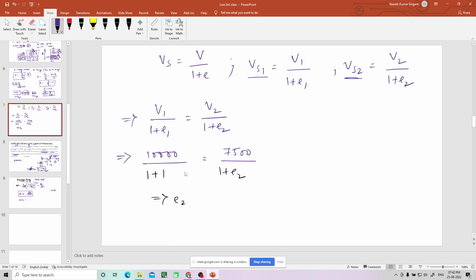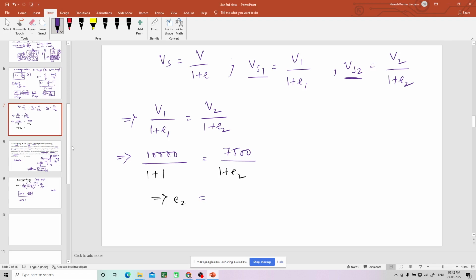I hope you can see now. It's not? Can't you see the slide? You can see the slide, right? Yeah. So can you see the calculations now?